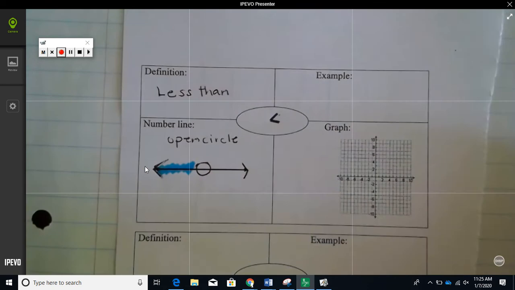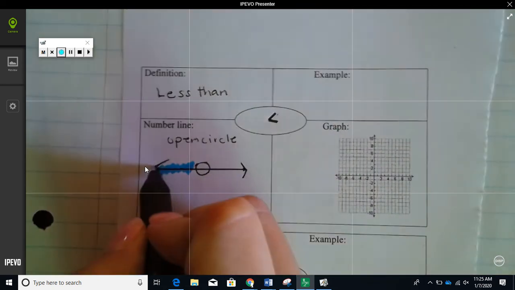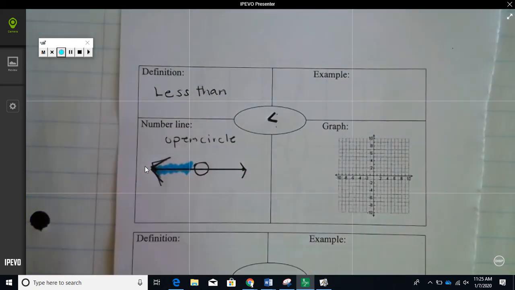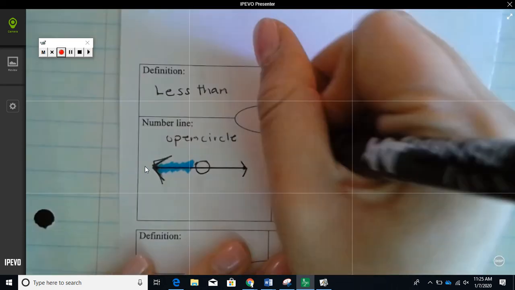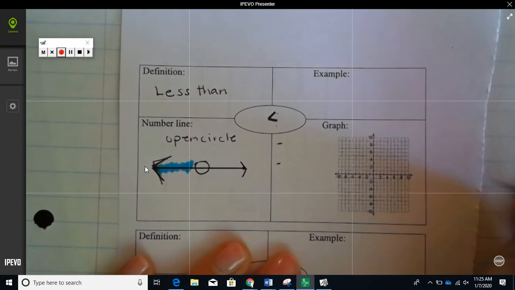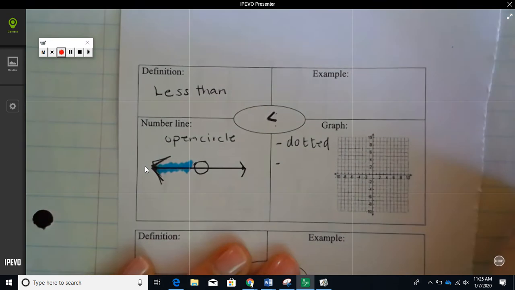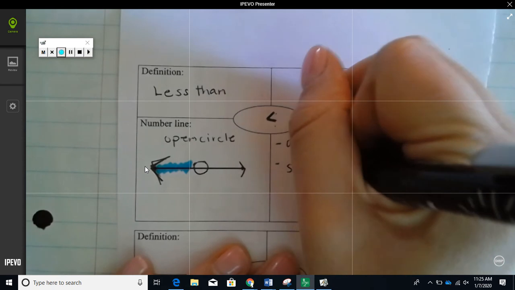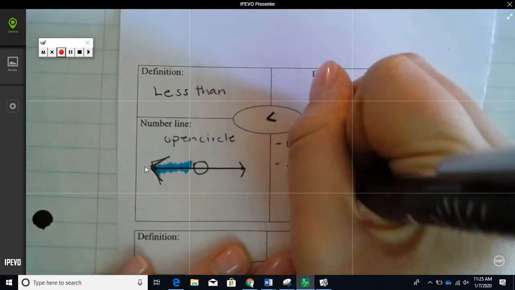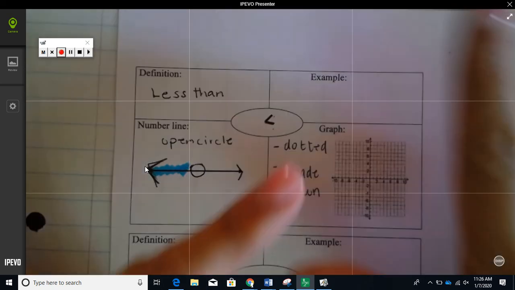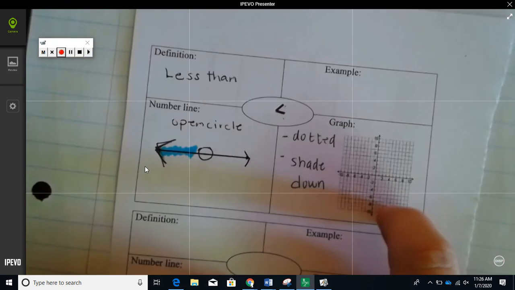So, do you see how the number line has the arrows? Do you see how this side looks just like the less than side? So, the less than is to the left. Now, when you have a graph, there's two things to remember about a graph. The first one is that you don't have any solid lines, and then you're also going to shade down. That's why when I say throw up your gang signs, this one, you know that this one is down, and you're going to shade down.